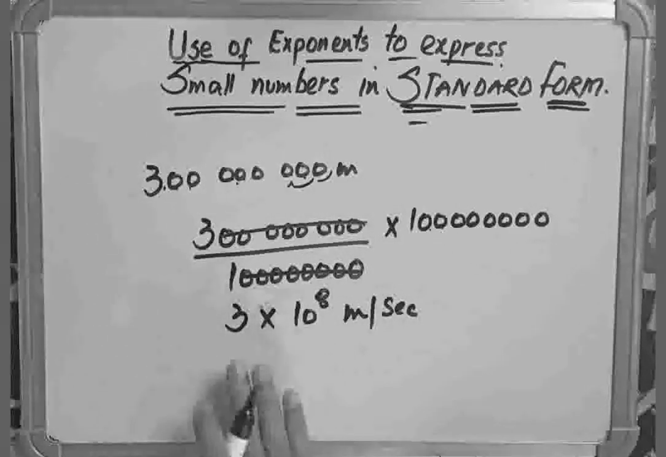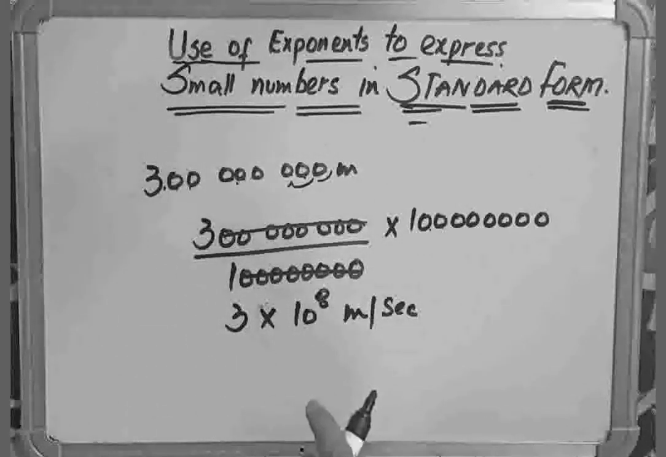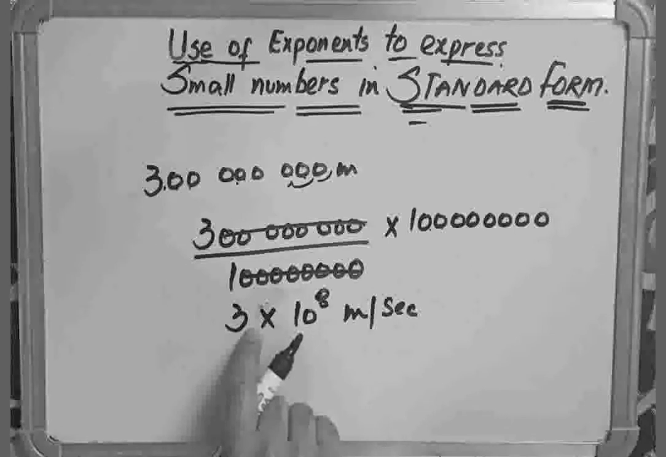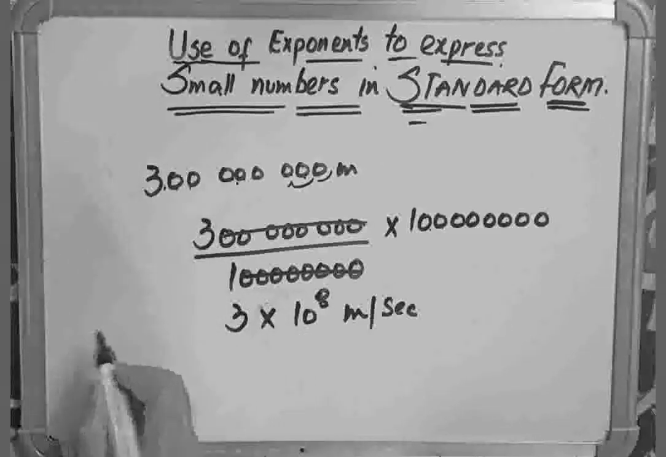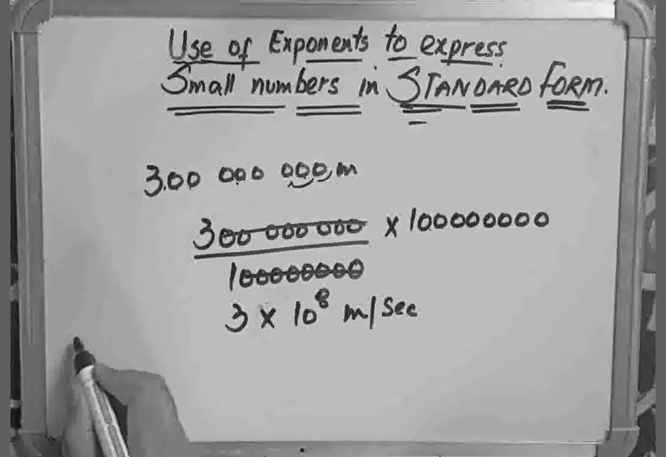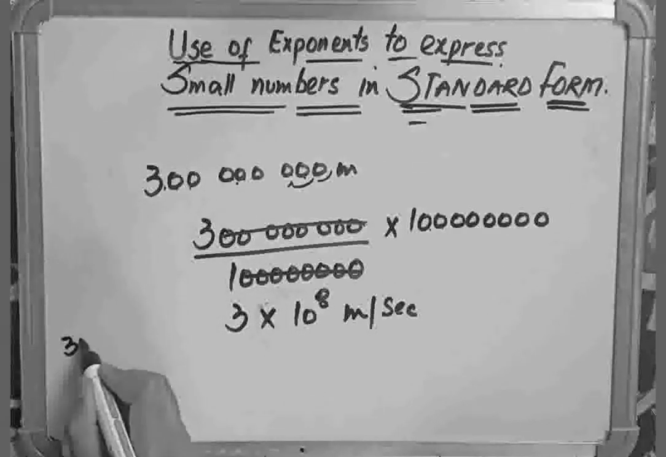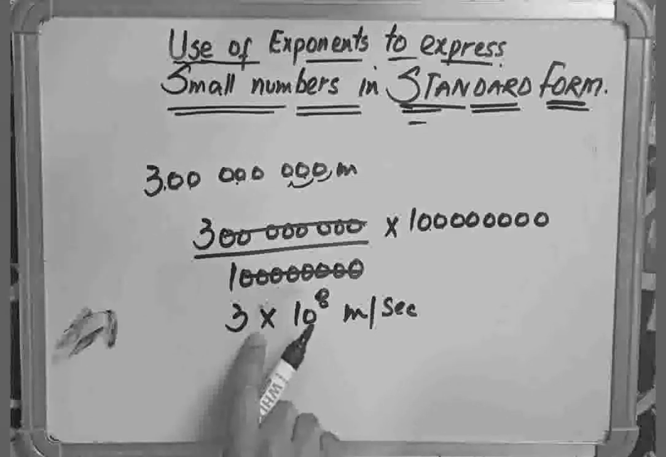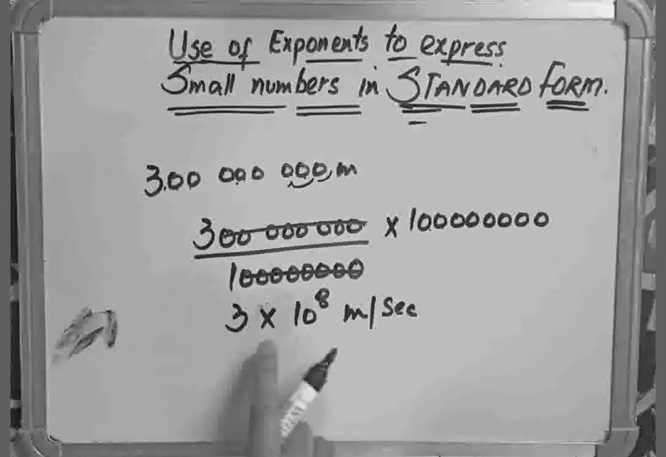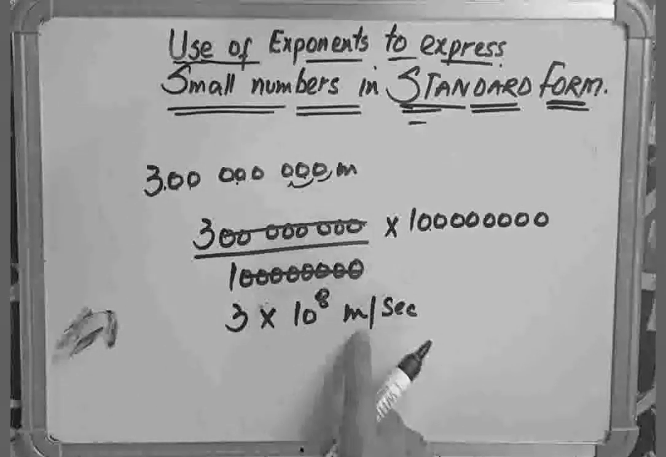Okay, so that means this number is converted to standard form. Because the decimal is just after the first digit, 3 point. So here is the point. The point is only shown when there is another digit, like 3.123. Since it is a single digit, it's not necessary to show the decimal: 3 into 10 raised to power 8 meter per second.